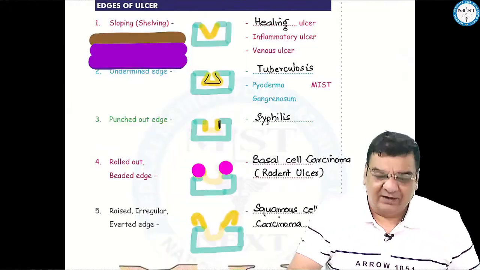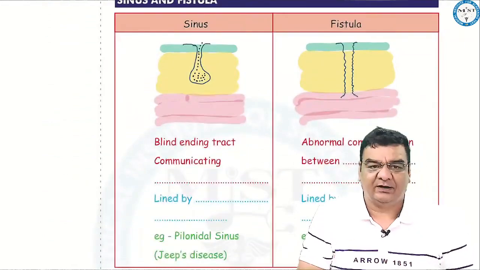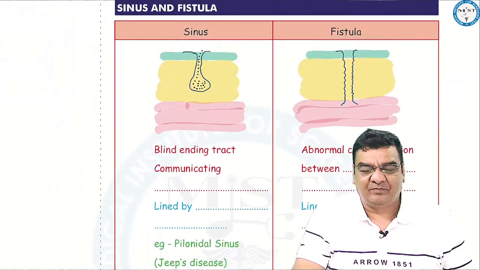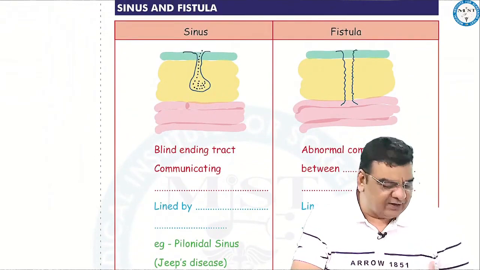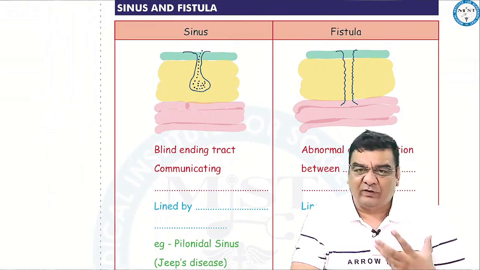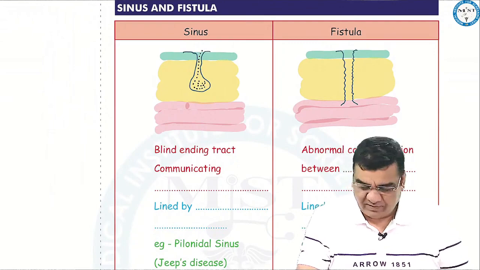Right. Now let's move a little further and see something else in the surgical wounds topic. Herein, there is something called as sinus and fistula. Now these words are so commonly used in various clinical subjects, beta. Sinus is a one-sided affair and fistula is a both-sided affair.